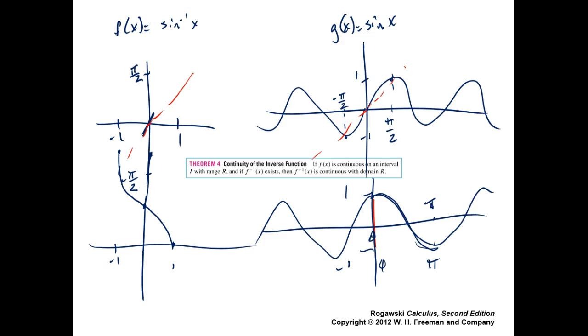Now, here's something else to notice about inverse functions. If this one's increasing, this one's increasing. If this is decreasing, this is decreasing. They're always monotonic and in the same direction.